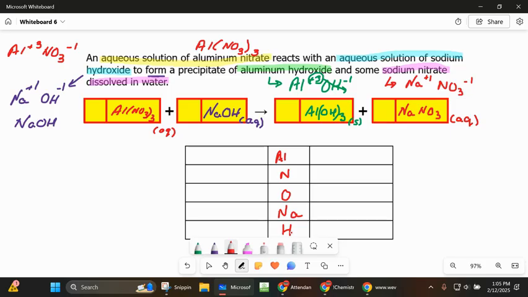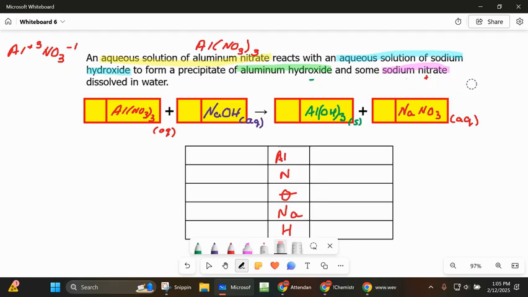Ignoring oxygen. Oxygen is in every one of these compounds. I'm going to ignore it for now. Why am I going to ignore it? Because every time I put a coefficient in here, it's going to change. And I don't want to confuse myself along the way, so I'm just going to ignore oxygen for now. Just going to forget about it.